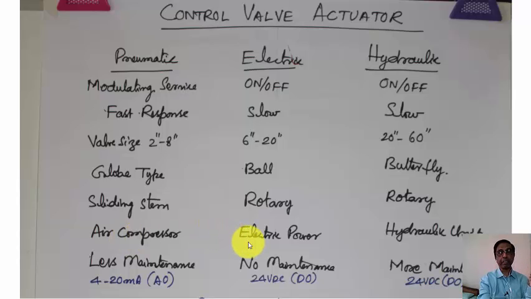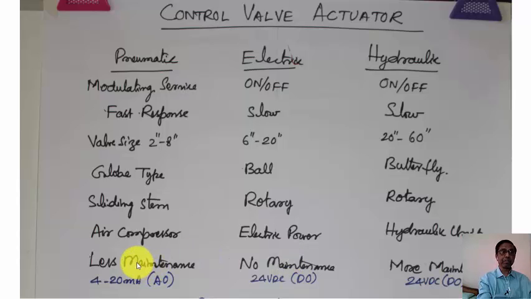Electric means you need electric power. Through the MCC you will get 3-phase power to the actuator. Hydraulic means you will have a hydraulic unit, consisting of pumps, accumulator and many other things.